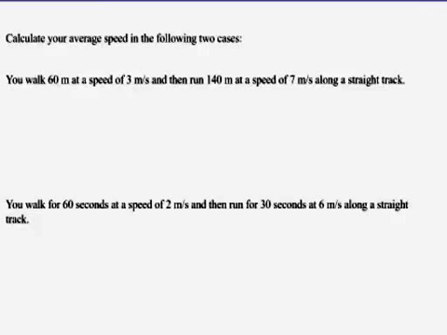Sometimes people want to just take the two speeds, add them together, and divide by 2. Just find a simple average of them. But you can't do that because you're not spending the same amount of time at those speeds. It's something called a weighted average.